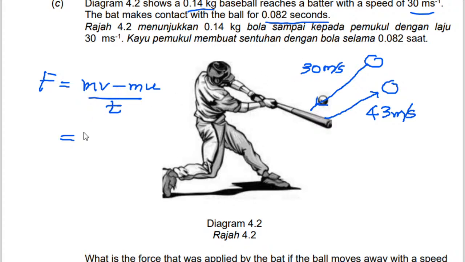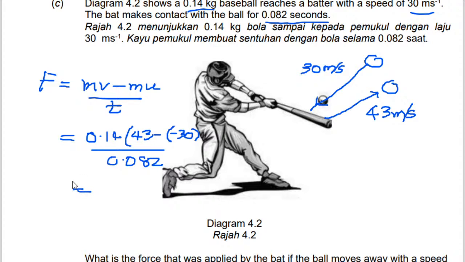Okay, so when you substitute in the calculation, here will be 0.14, I make the brackets directly. V now is 43 minus the initial velocity in opposite direction, so we put there, there must be a negative. Okay, and then divided by T. T is 0.082. Okay, press the calculator.